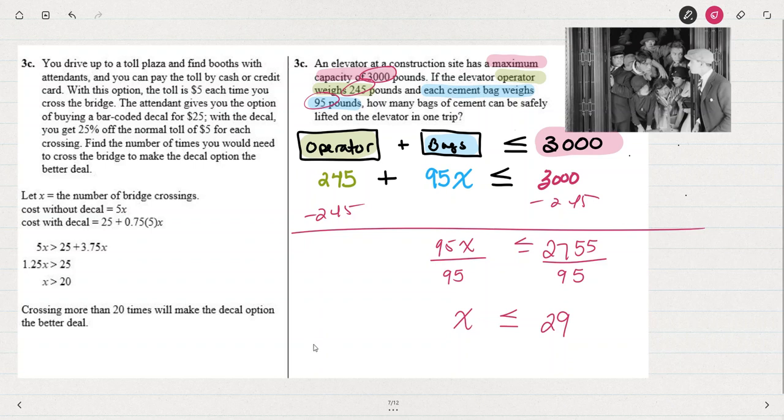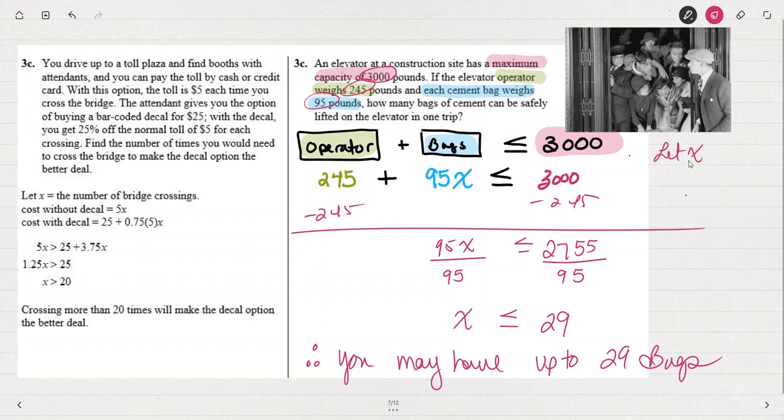What does that mean? Therefore, you may have up to 29 bags, or 29 bags at most, because we let x equal the number of cement bags. Right? This x was a number of cement bags.